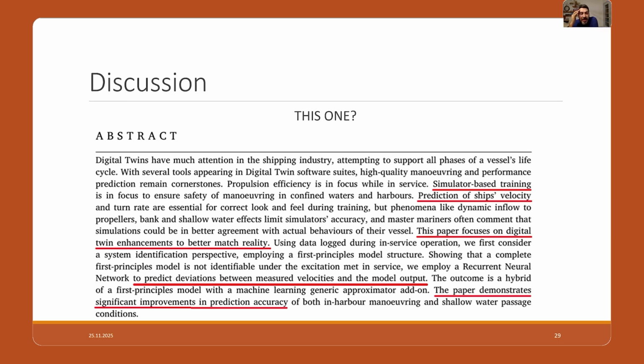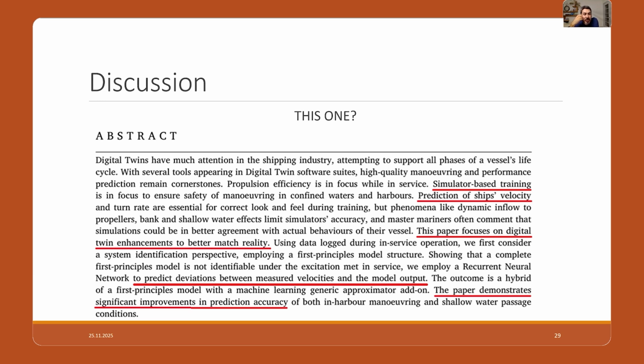Digital twins have much attention in the shipping industry, attempting to support all phases of a vessel's life cycle. With several tools appearing in digital twin software suites, high-quality maneuvering and performance prediction remain cornerstones. Propulsion efficiency is in focus while in service. Simulator-based training is in focus to ensure safety of maneuvering in confined waters and harbors.